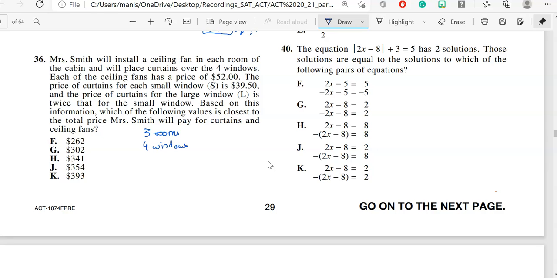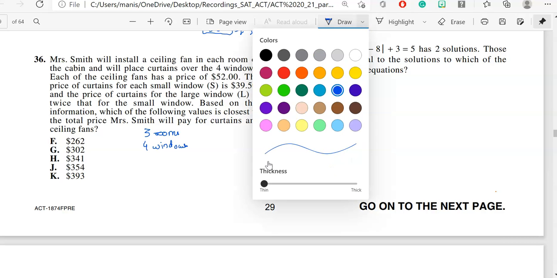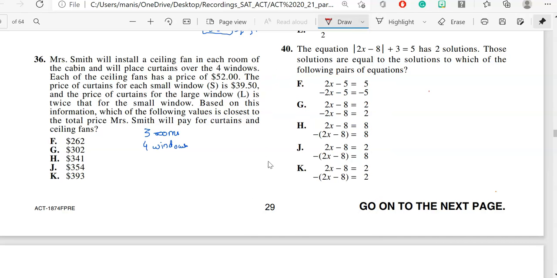All right, what else do we have? Each ceiling fan has a price of $52. Now do keep in mind that Mr. Smith is trying to install 3 fans. So this means I have 3 fans in 3 rooms, and the price of one fan is this, so I will get the price of all 3 fans. So it will be $156.